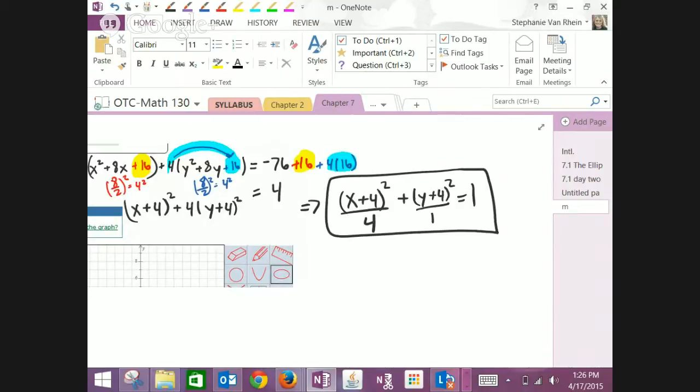This tells me that I have an ellipse that shifted minus 4, minus 4. My x-axis is my major axis, and I go over a unit of 2. And my y-axis is my minor axis, and I go up 1 from that. You guys see that?